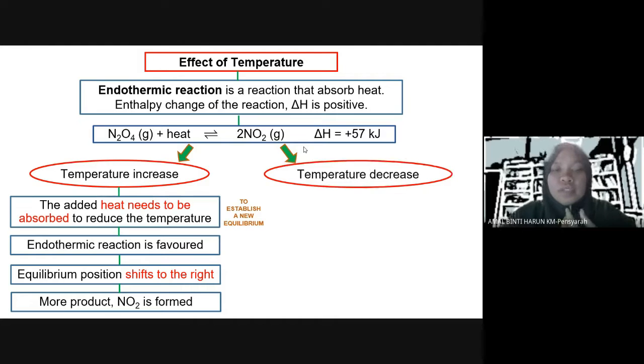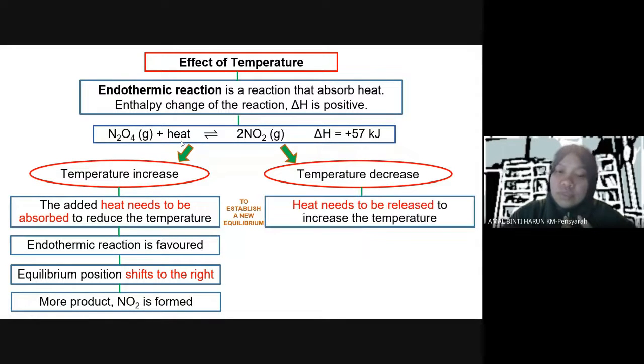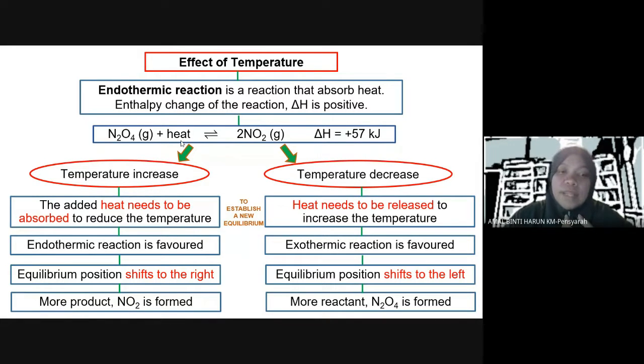Sekarang shift disturbance yang seterusnya adalah temperature decrease. Bila sejuk, tak nak sejuk, nak pergi mana? Nak perlukan haba. So shift to the right. Sampailah dia reach equilibrium. So shift to the left. Left adalah sejuk. Shifting to the reactant menghasilkan lebih banyak N2O4.